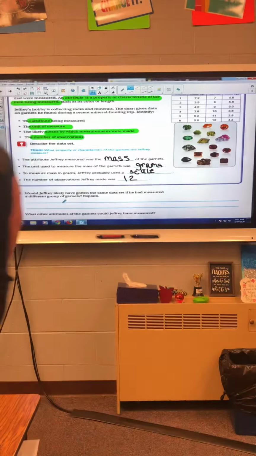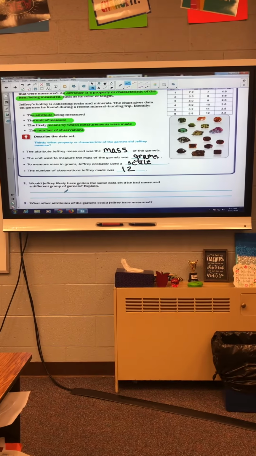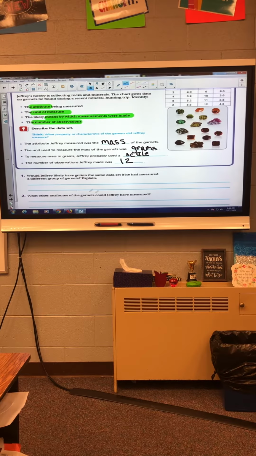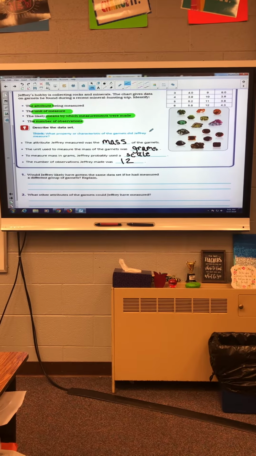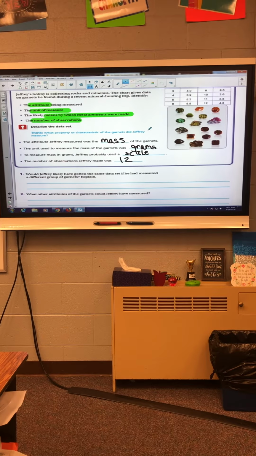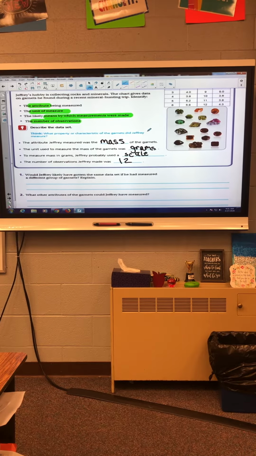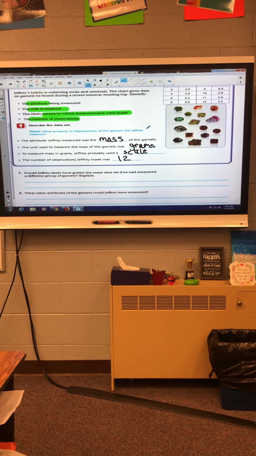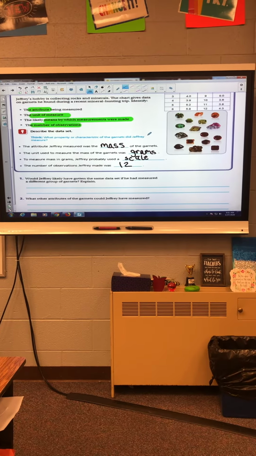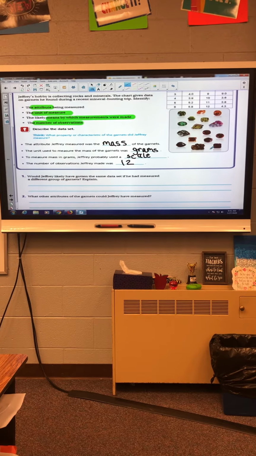Sorry, I'm just gonna run over here. All right, what other attributes could he have measured? Remember attributes, or what are they measuring? So he could have measured their length, he could have measured their color, he could have measured clarity. So there are several other attributes Jeffrey could have looked at, but in this case, the attribute he chose was mass.